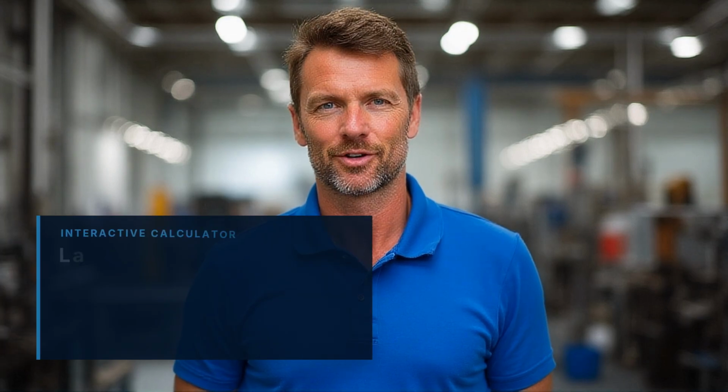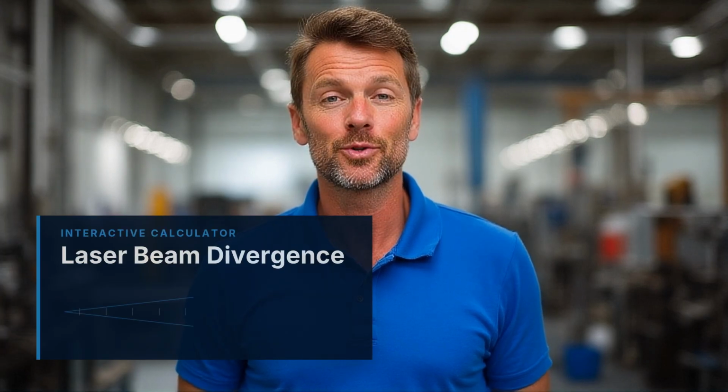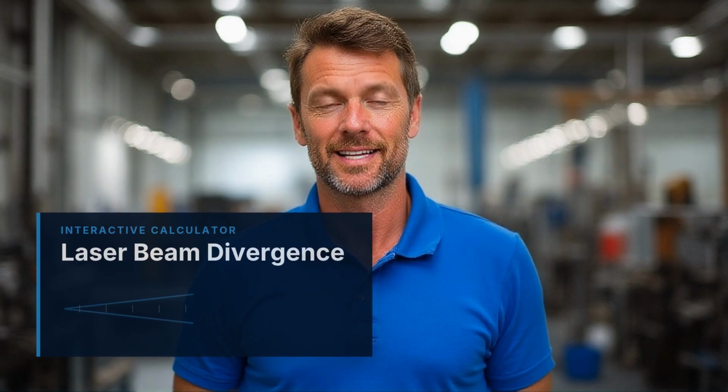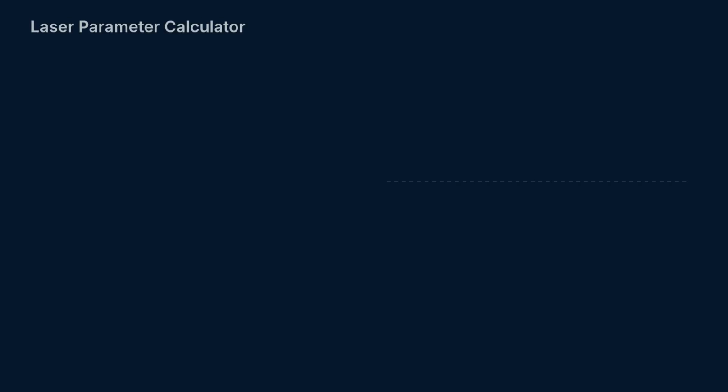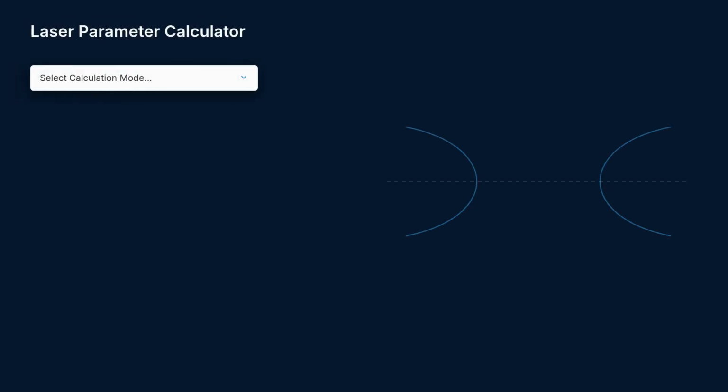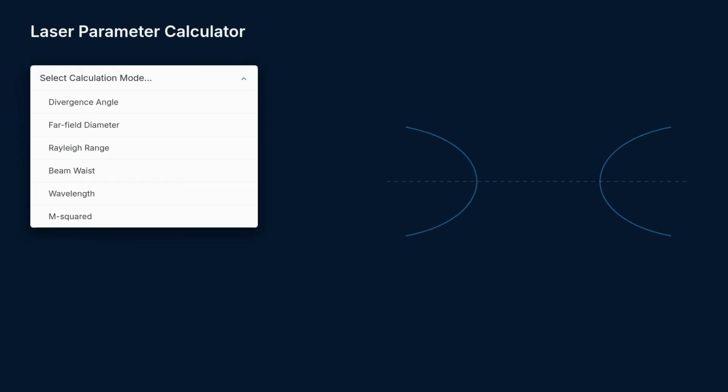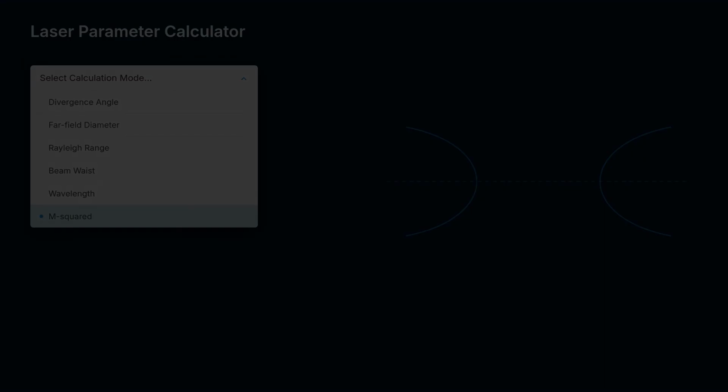The Laser Beam Divergence Interactive Calculator helps you analyze how laser beams spread as they propagate through space. First, select your calculation mode from the drop-down menu. You can calculate divergence angle from wavelength and beam waist, far field beam diameter, Rayleigh range, beam waist from divergence, wavelength from divergence and waist, or M² beam quality factor. For this demonstration, I'm using Calculate Divergence Angle.